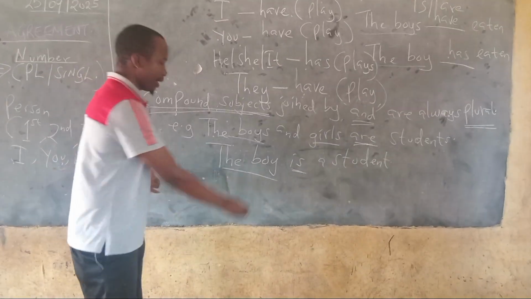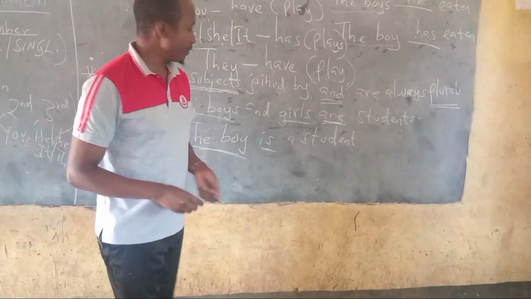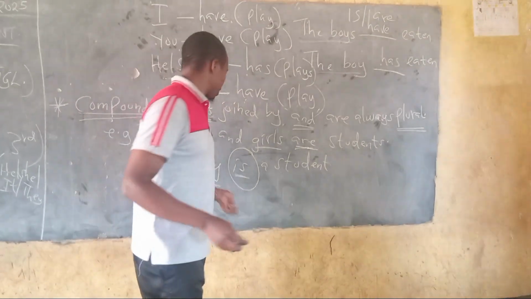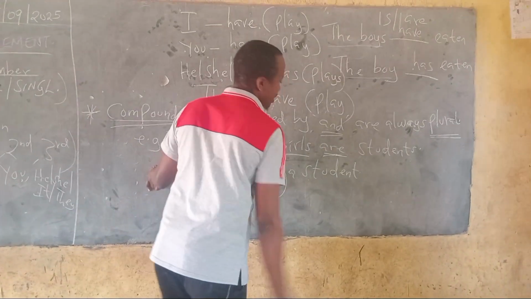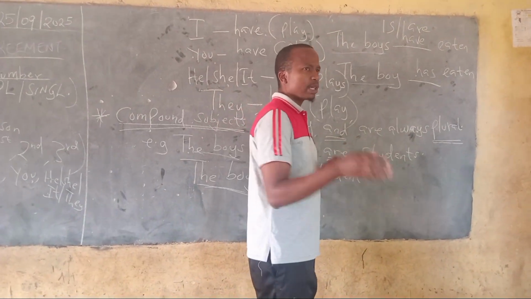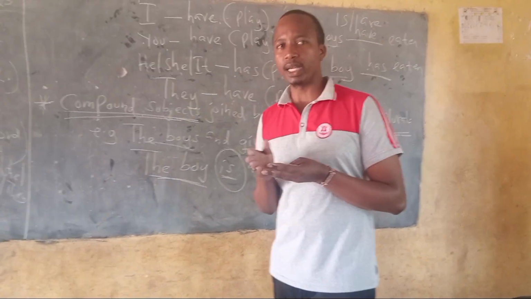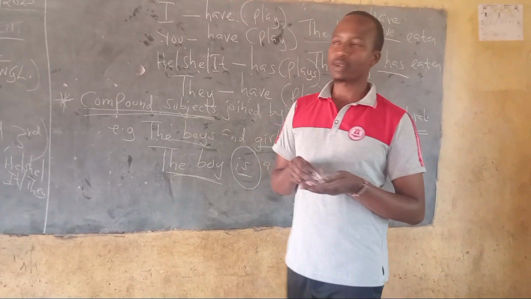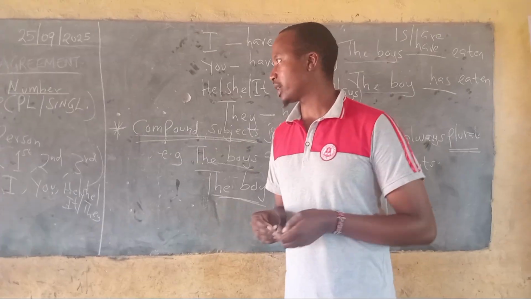And then the boy is a singular subject, so even the verb is going to be a singular verb. So what are we doing? We are trying to ensure that the sentences used to speak and to write agree in terms of number and person. As simple as that.